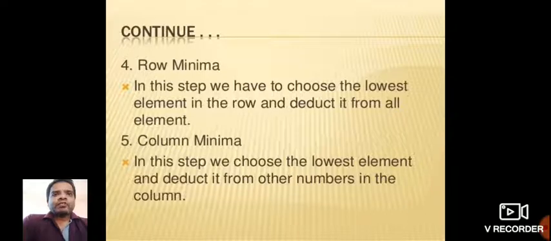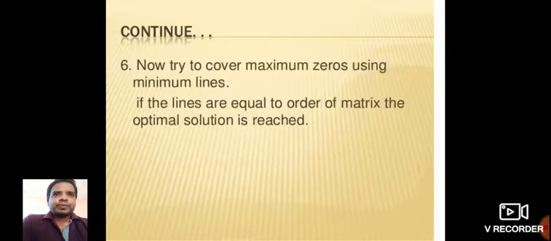Next, the fifth one is column minimum. The same procedure: we select the minimum element in the column and subtract that element from the other elements in that column. We do this for every column. Now the sixth step is to try to cover the maximum zeros using minimum lines. If the number of lines equals the order of the matrix, then the optimal solution is reached.